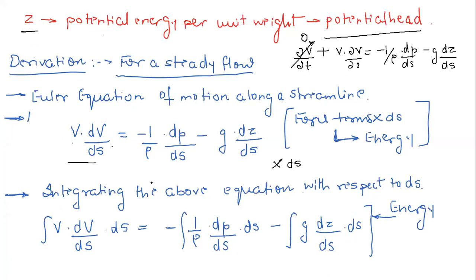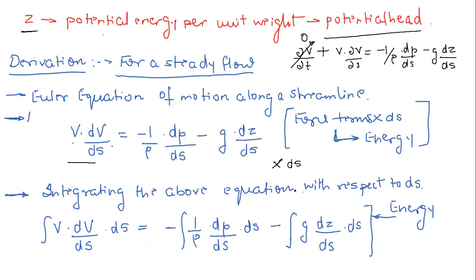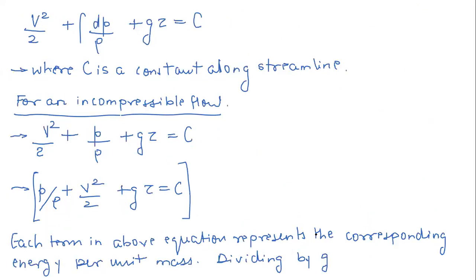Now we move this term from the right hand side to the left hand side, so it becomes a plus sign: plus integration of dp by rho. The next term is again ds cancelling out, finally giving integration of g dz. g is always a constant, and integration of dz is simply z. So finally we have the equation v square by 2 plus integration of dp by rho plus gz is equal to c.